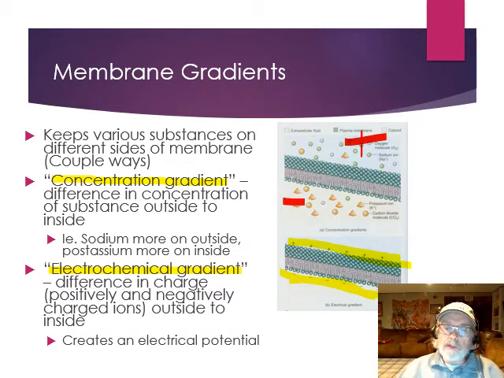And this electrical potential, as well as this concentration gradient, is going to come up time and time again. When we talk about muscle contraction and nerve conduction, particularly, that's going to be the most important place where we're looking at both the concentration gradient and the electrochemical gradients. And also in the cardiac muscle too. That's also very important there.